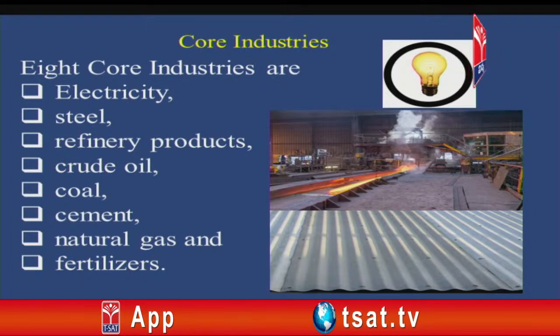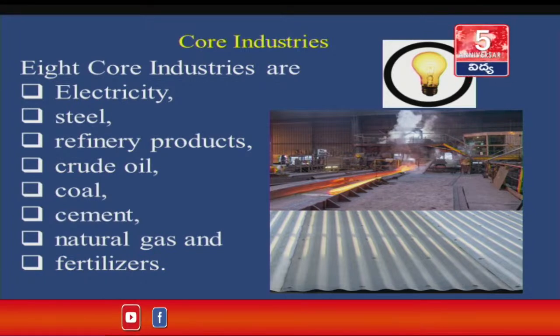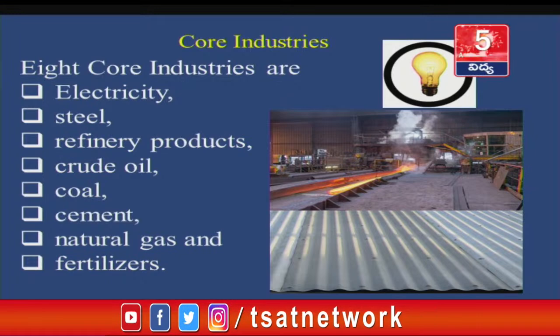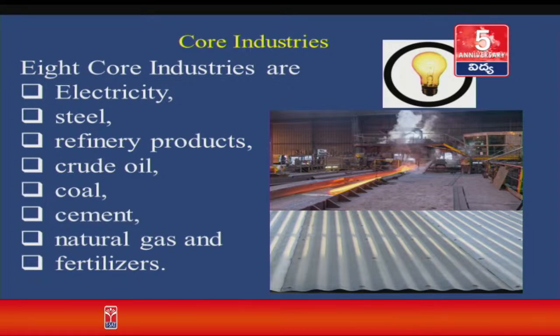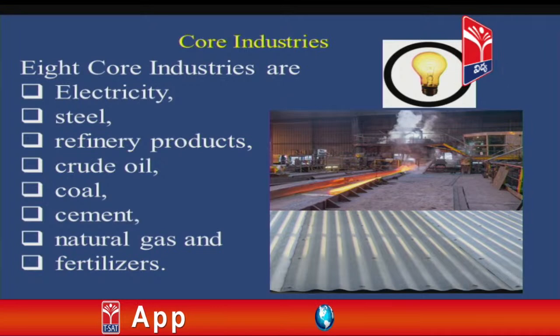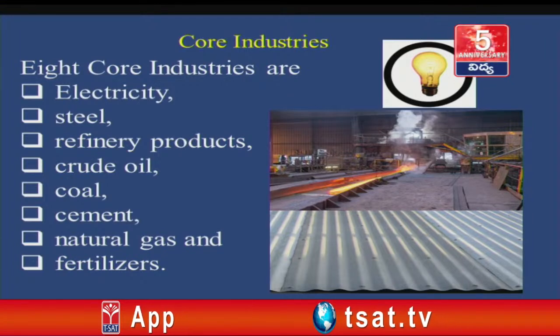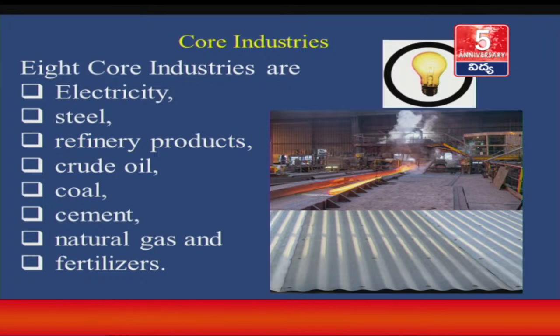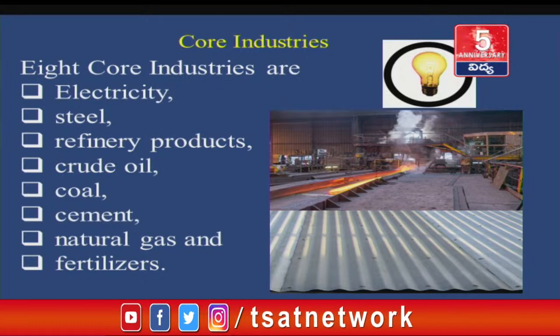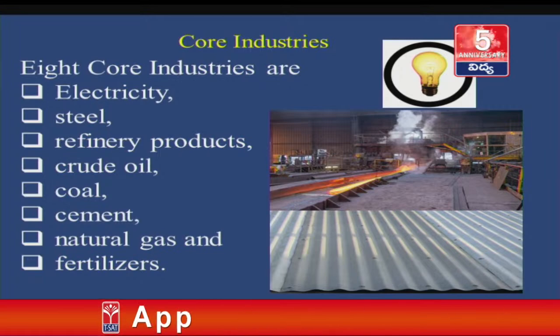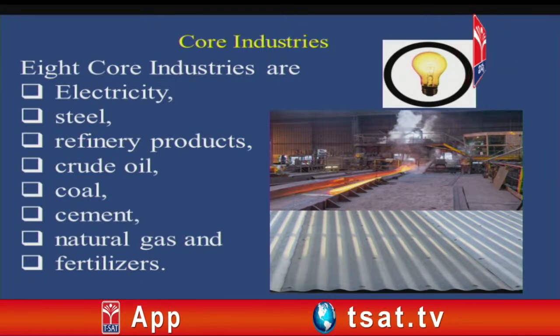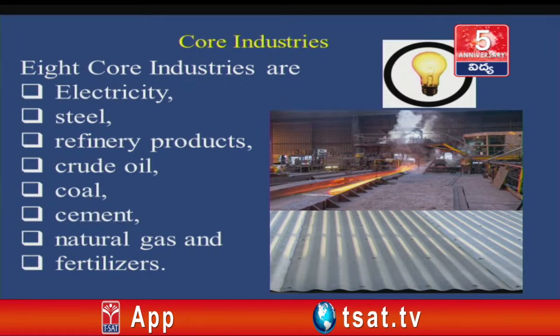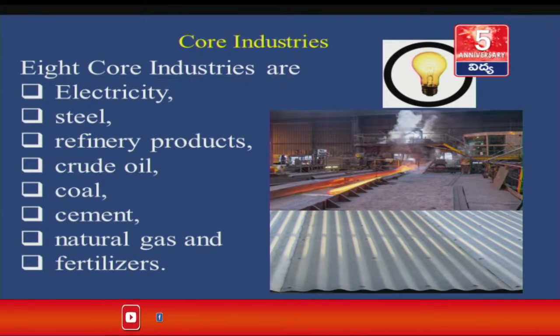Iron and steel industry: every construction needs it and every machinery needs iron and steel. Refinery products: whatever we take out by mining has to be refined. Crude oil: many products depend on crude oil. We see only transportation, but there are so many products where we use petroleum and crude oil. Coal is for the purpose of electricity, and cement is very important for construction. Without construction there is no manufacturing unit.